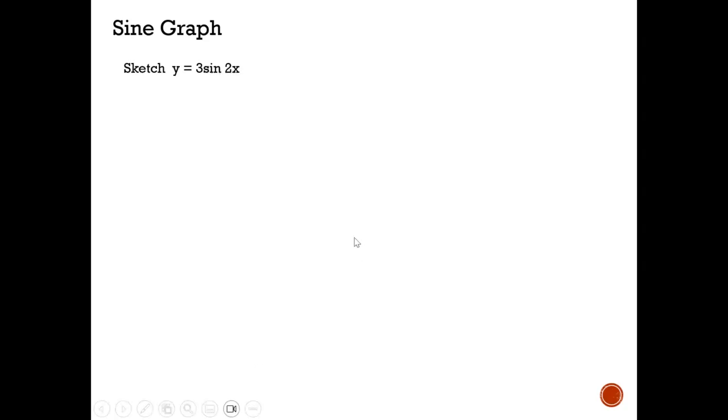Okay, now, again, what's my a? My amplitude will be 3. What's my b? It's going to be 2. So what's my period? It will be 2 pi over 2, which will be pi, which means the period that we're graphing is going to go from 0 to pi.